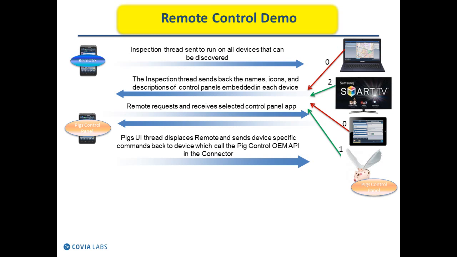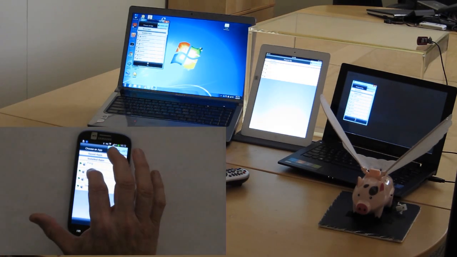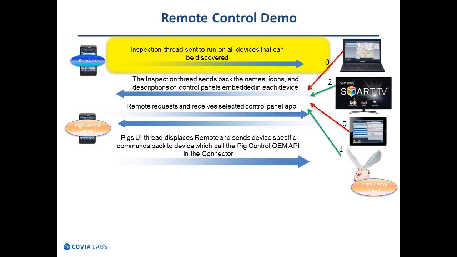Next, I want to talk about discovering and accessing control panels directly from the devices around you. In this demo, I start up the remote connected application that comes with every device on which the connector is installed and that has a UI. The exact same binary remote control app can be run on any connected device. Like before, when I start remote, an inspection procedure is set to run on all the discoverable devices.